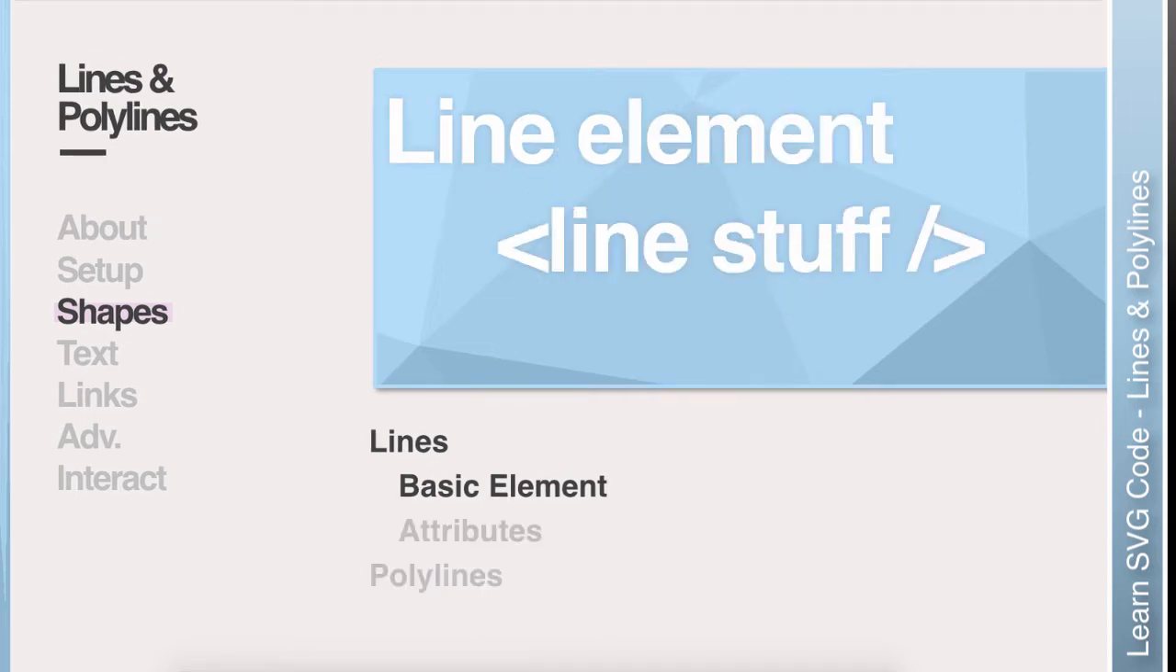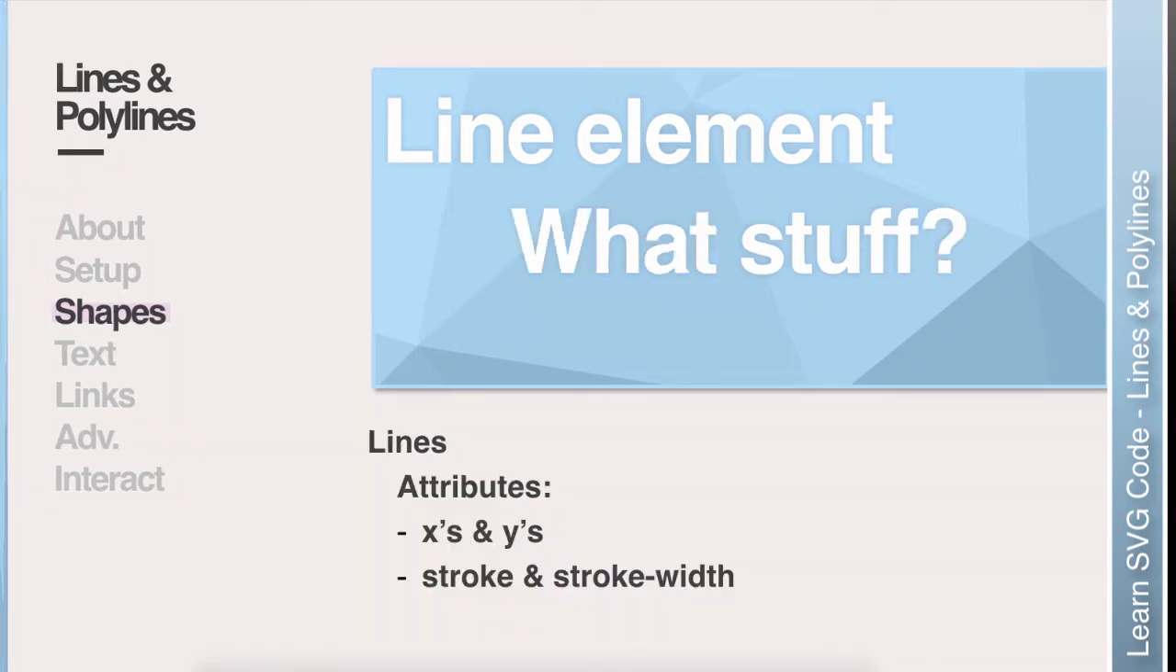So this is what the line element looks like. It's pretty simple. The element itself is just line in 2 angle brackets, and then you've got the attributes. The attributes that a line has are x and y's, as well as stroke and stroke width. The x and y's are not quite set up the way that I would do it, but it's simple enough. So let's give it a shot.